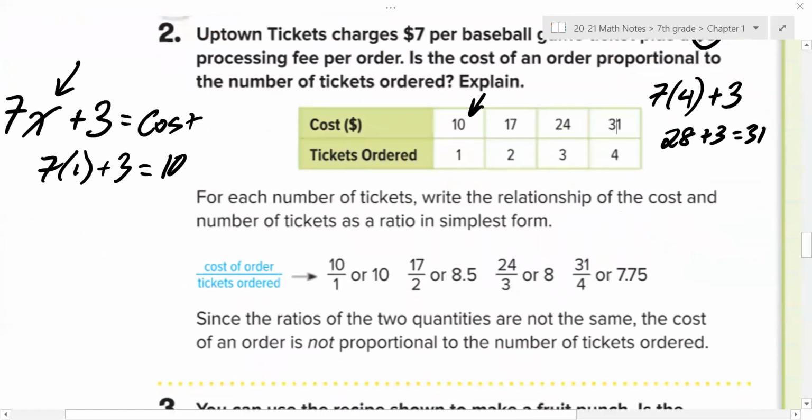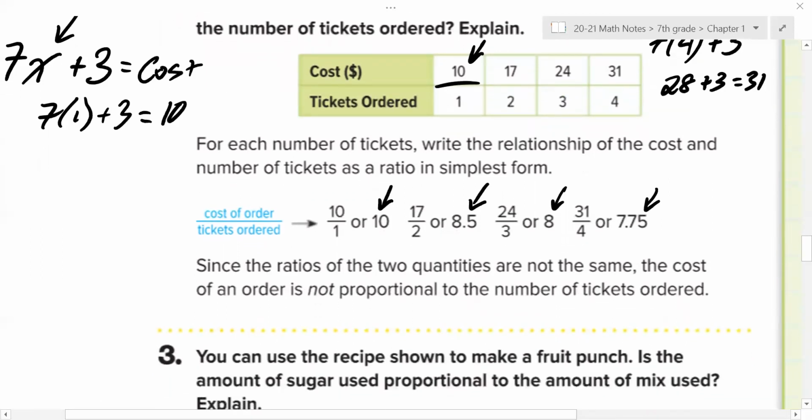For each number of tickets, write the relationship of the cost and number of tickets as a ratio in simplest form. So they're just taking these numbers here and making it into a ratio by just dividing the numerator by the denominator. So for the first ticket, it's going to cost 10 bucks. That's the ratio. For the second ticket, the ratio is 8.5. For the third ticket, the ratio is 8. For the fourth ticket, the ratio is 7.75. Now that doesn't have a quantity on there because it's cost per ticket. But as a ratio, you don't have to have the rate in there.